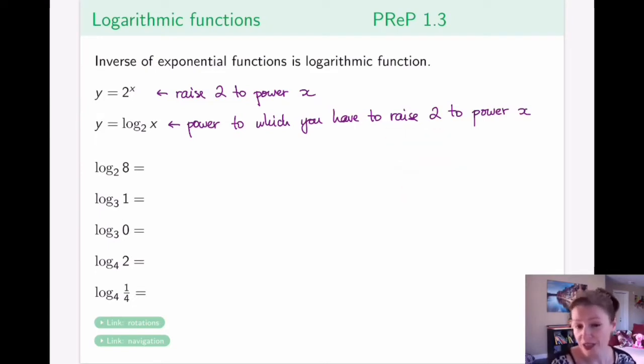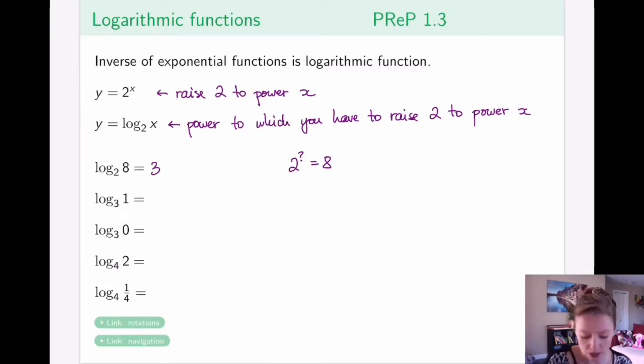Now, just to get a little bit familiar with the calculations, let's do a couple of examples. So, for example, logarithm base 2 of 8 means I am trying to figure out what is the power to which I have to raise 2 to get 8. So 2 to what power is equal to 8? Well, these are nice numbers, and I can see that that number is going to be 3. So this logarithm value is 3. 3 is the power to which I have to raise 2 to get 8.